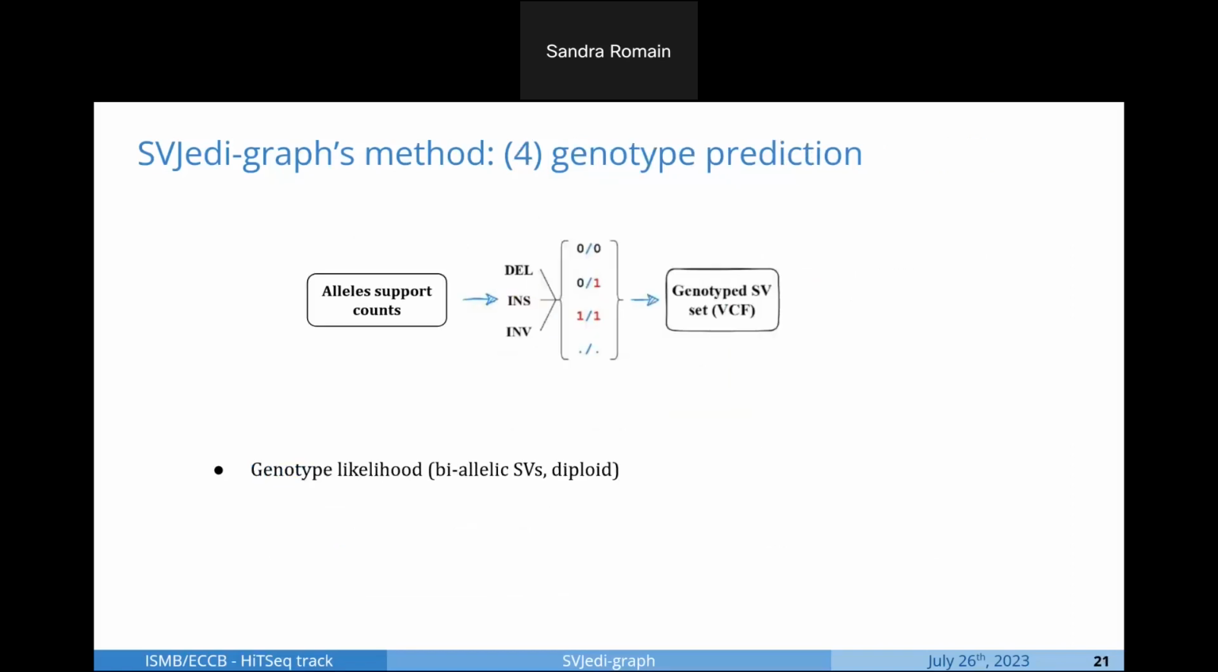And then the last step is to predict the genotypes from the support counts for the alleles by computing the genotype likelihood. So here we consider biallelic SVs and diploid genomes. So we have 3 possible genotypes to evaluate, and we output the most likely genotype in VCF for each variant in the graph.